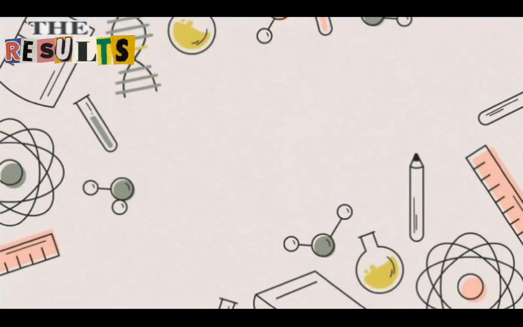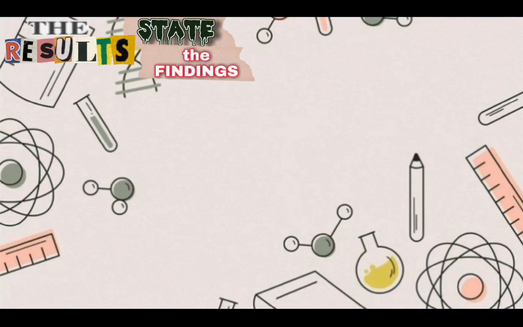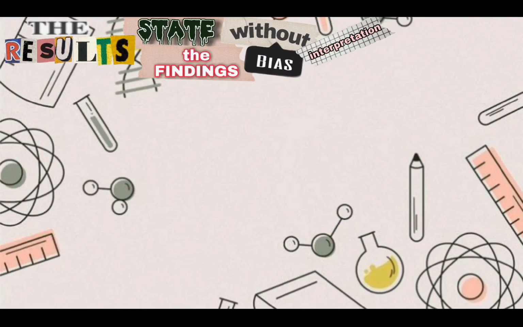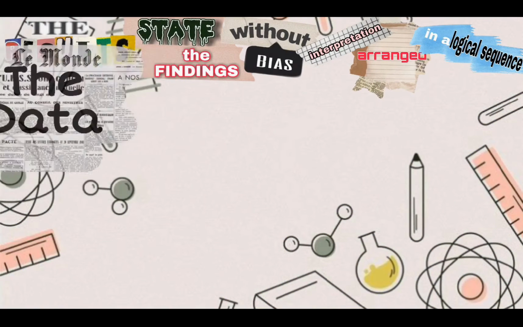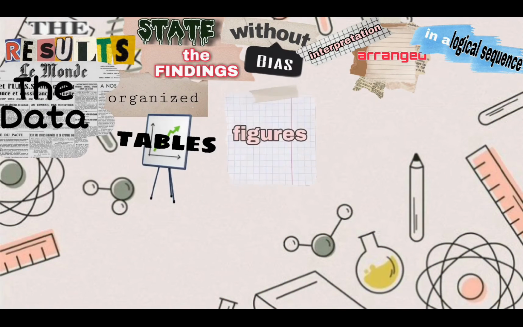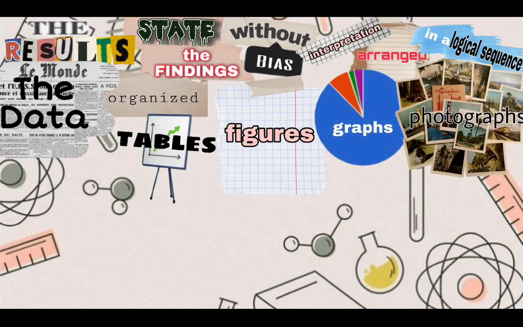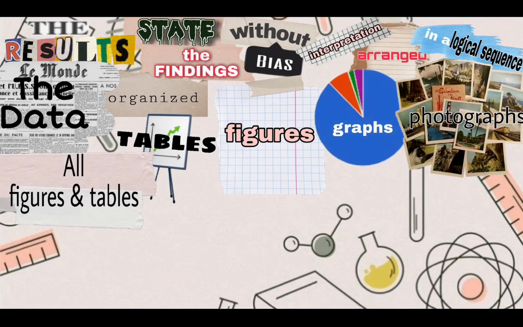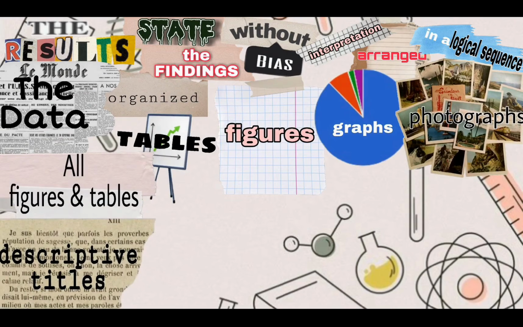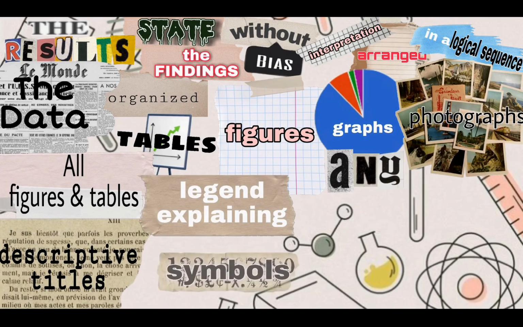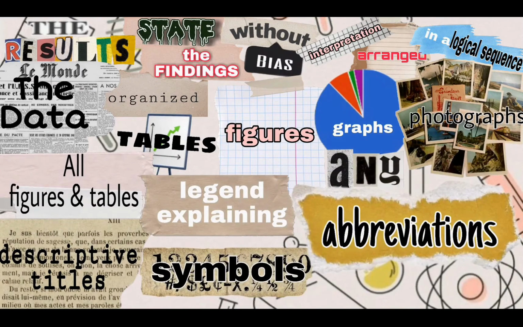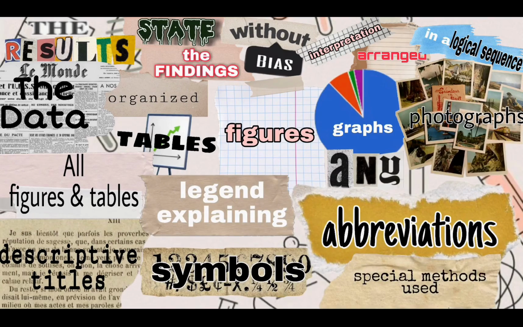The results section should simply state the findings without bias or interpretation in order to be logical. The data should be organized into tables, figures, graphs, photographs, and so on. All figures and tables should have descriptive titles and should include a legend explaining any symbols, abbreviations, or special methods used.